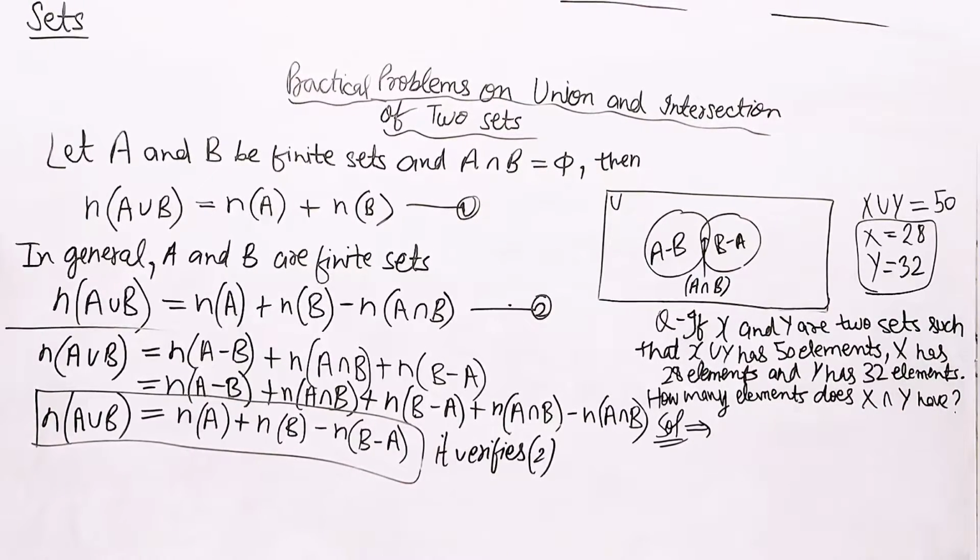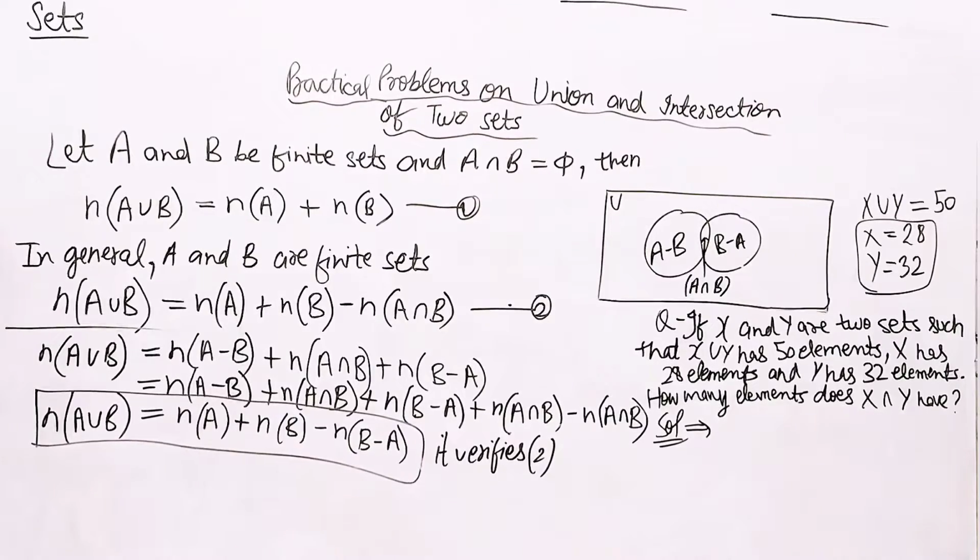Okay, so first we're going to... X union Y has 50 elements, it is clear, and X has 28 elements, this is also clear, and Y has 32. So first we're going to follow the method and then do it orally.